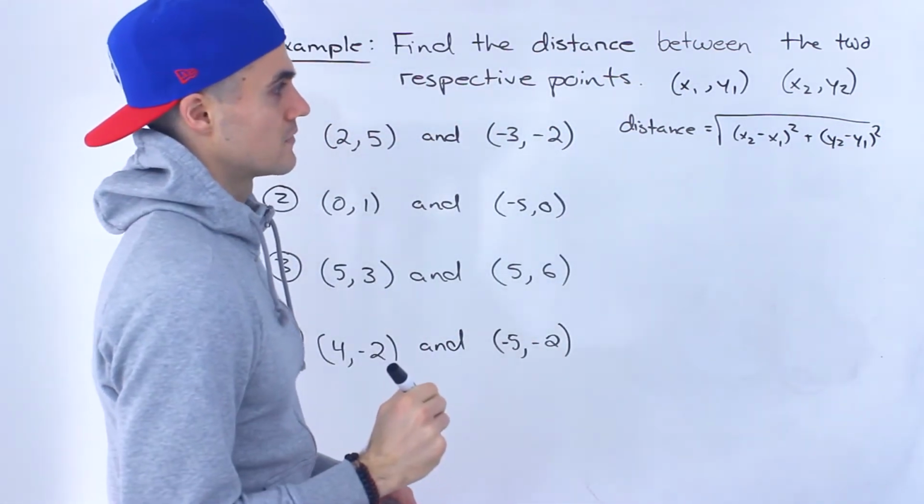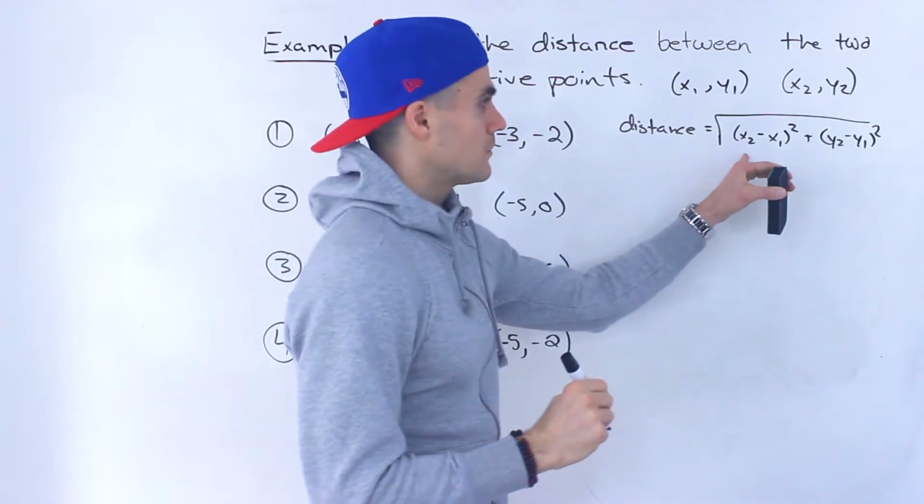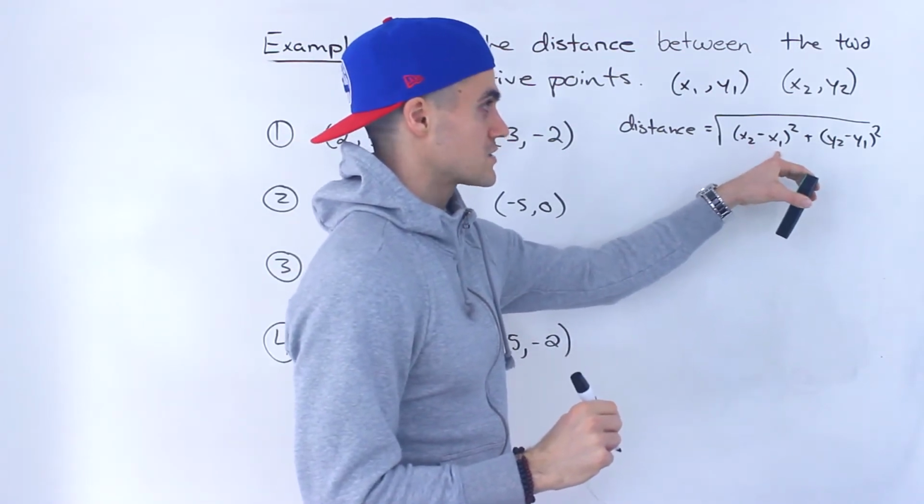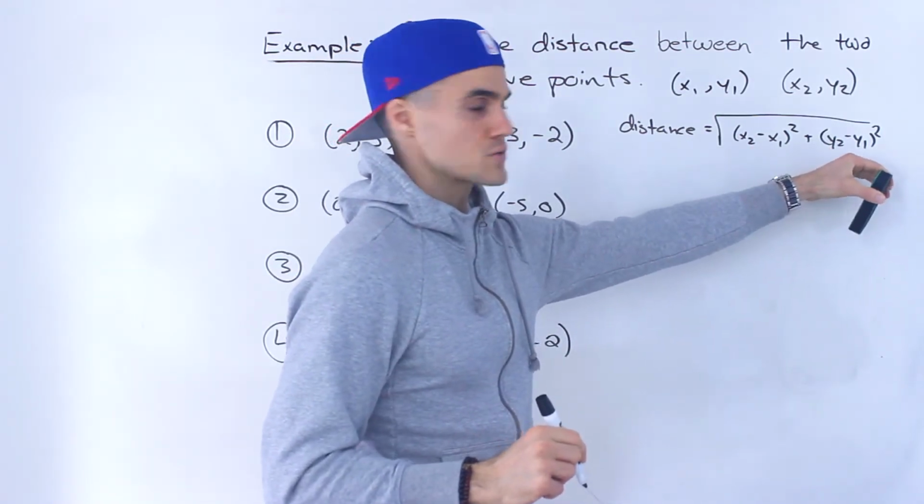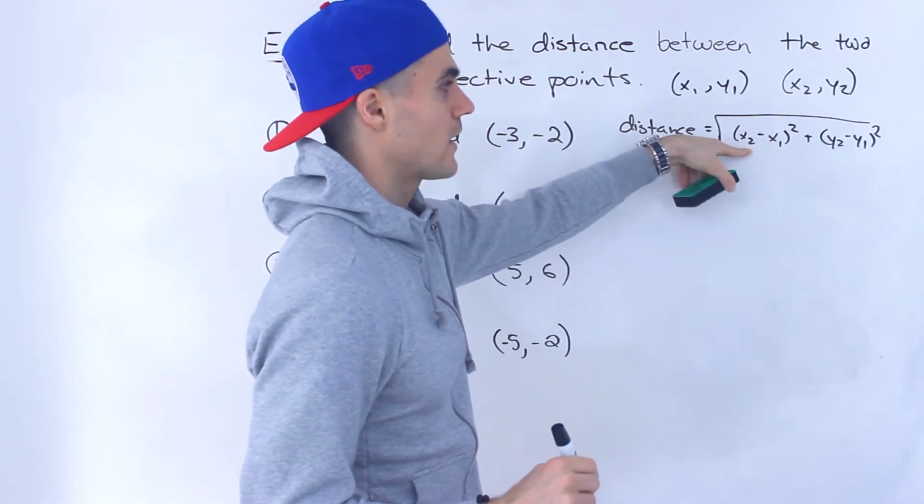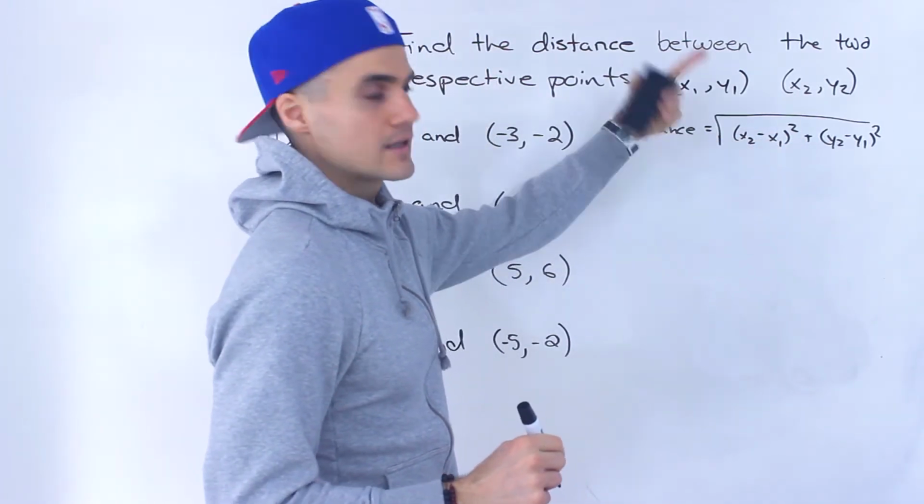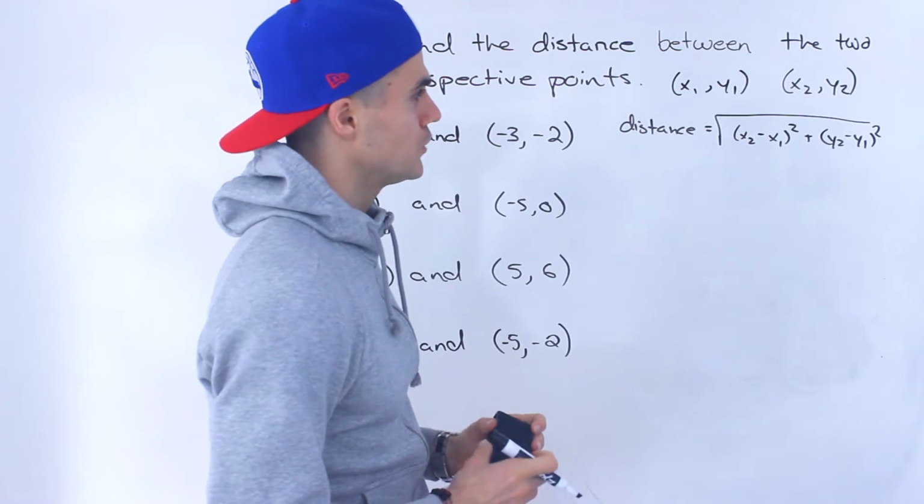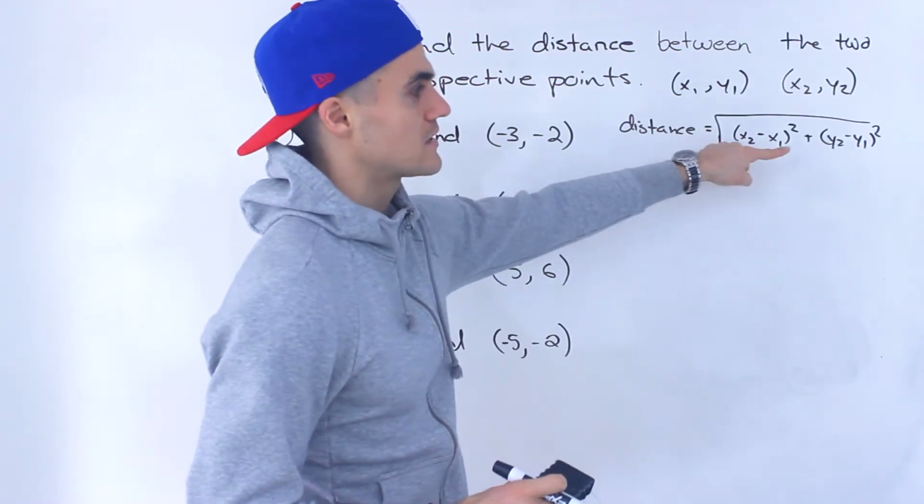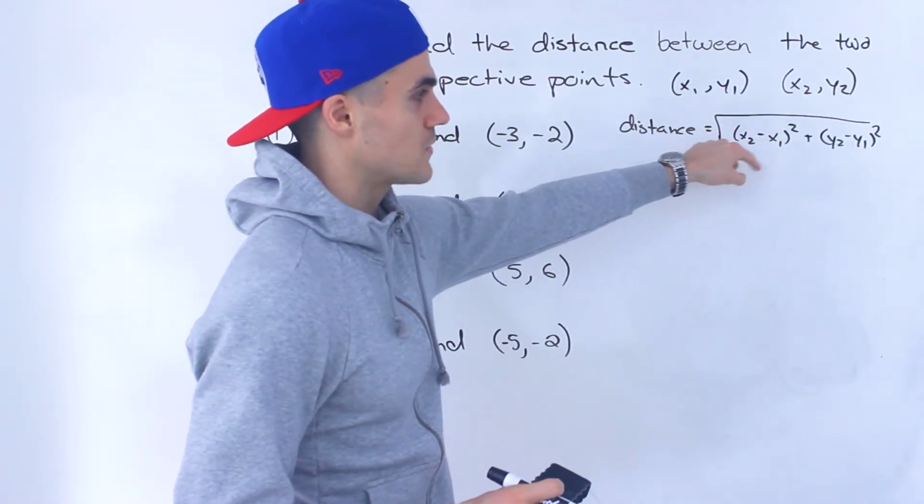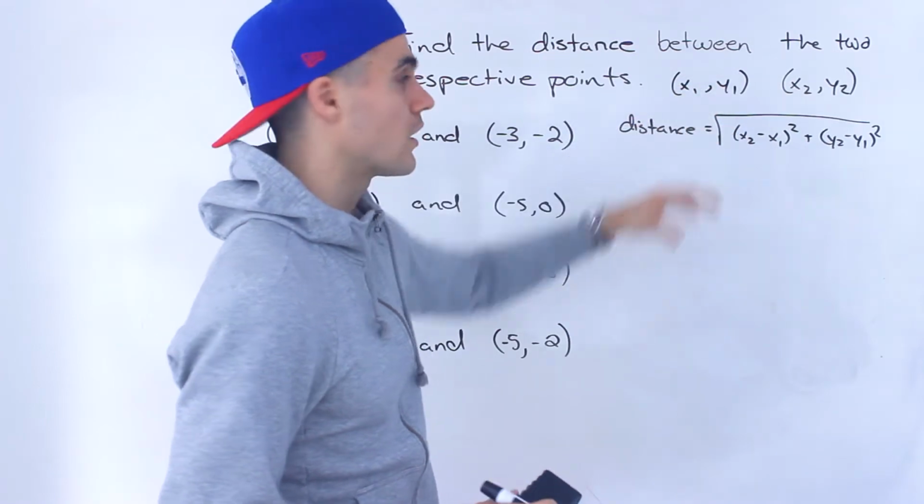It doesn't matter which order you put them in. You could put x1 minus x2, you could put y1 minus y2 as well, because you're going to square it. So any negative value is going to turn into a positive anyway. But usually this is how the formula is given: x2 minus x1 squared plus y2 minus y1 squared, and then you square root all of that.